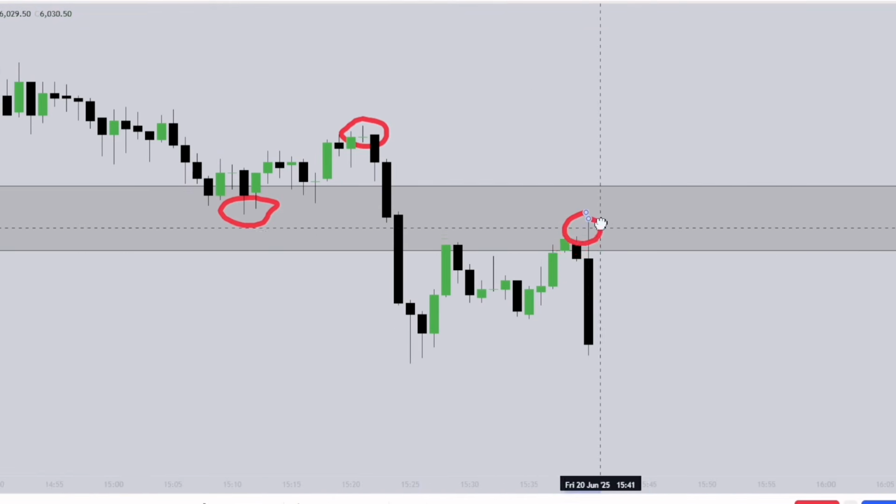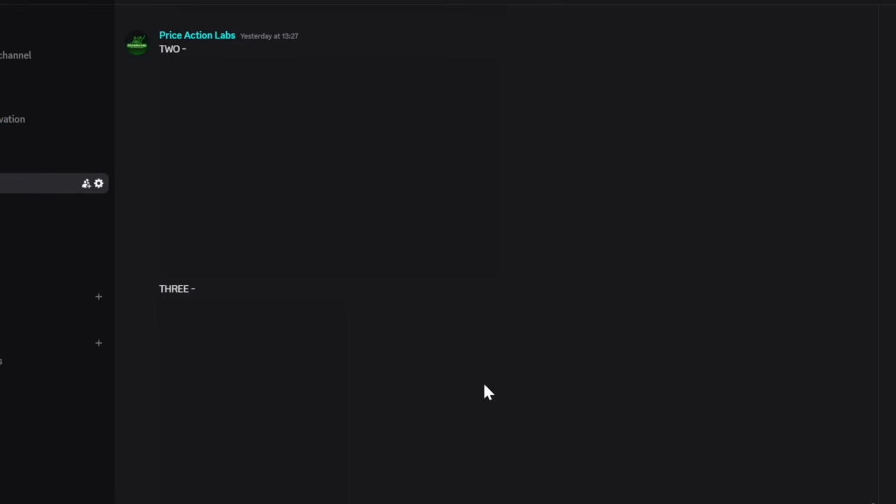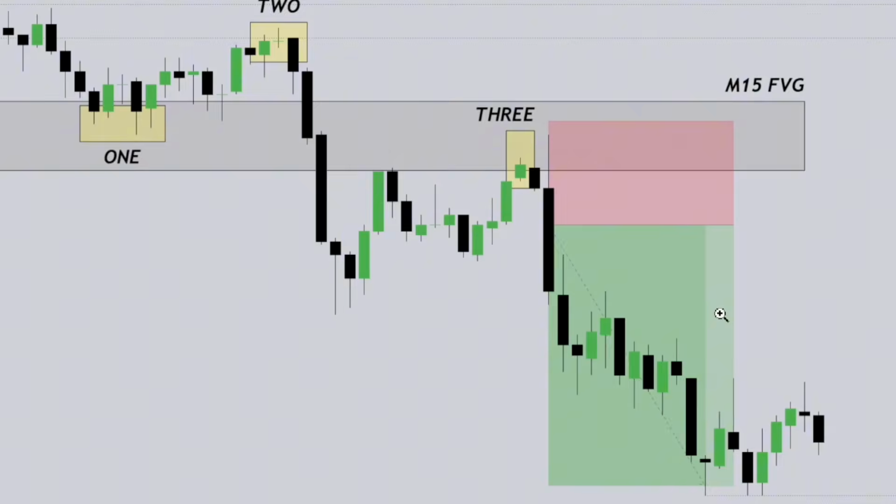So this is where we're going to use the footprint charts. If I just bring up the footprint charts again, I like to have the footprint charts next to each other so the traders can understand exactly what's going on. So if we just get that up, footprint charts and order flow, what we're seeing is this. This is what we're going to be studying. So we're studying 1, 2, and then 3.